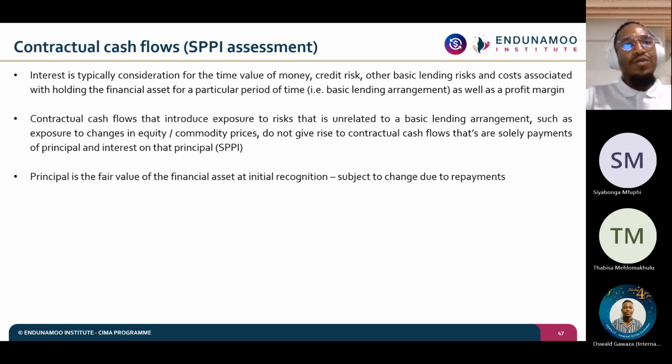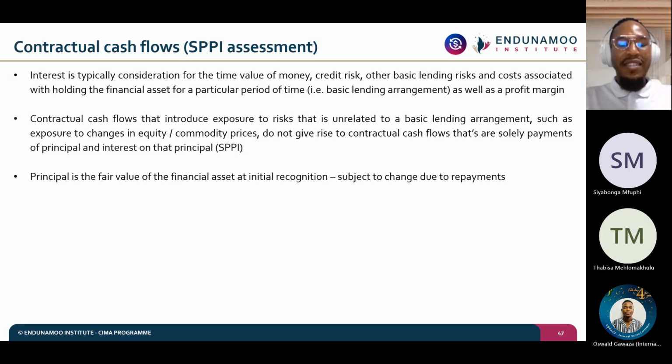These contractual cash flows sometimes would introduce exposure to risks that are unrelated to a basic lending arrangement, such as exposures to changes in equity or commodity prices. And these would then not give rise to contractual cash flows that are solely payments of principal and interest on the principal amount outstanding. So as soon as the interest is compensating for anything other than the risk associated with a basic lending arrangement, then you can't say the SPPI test has been met.